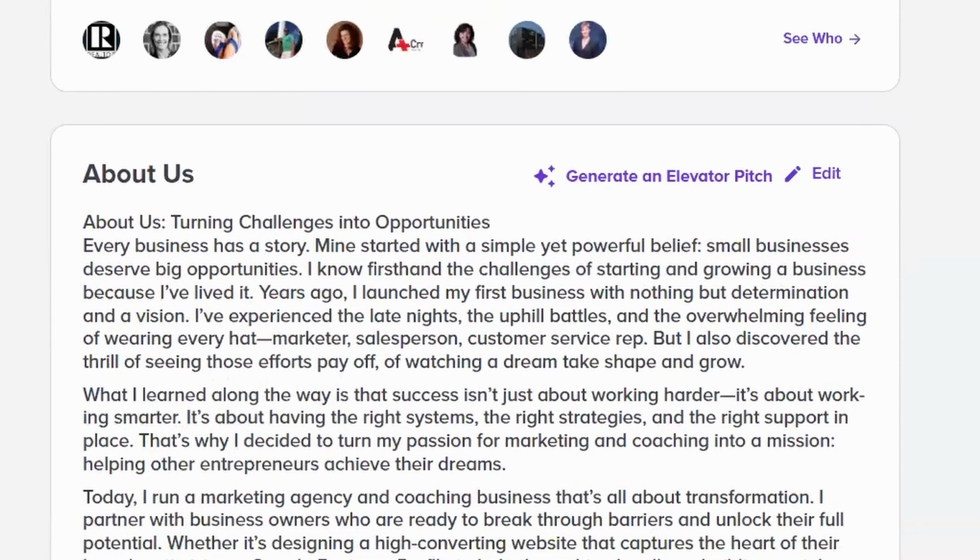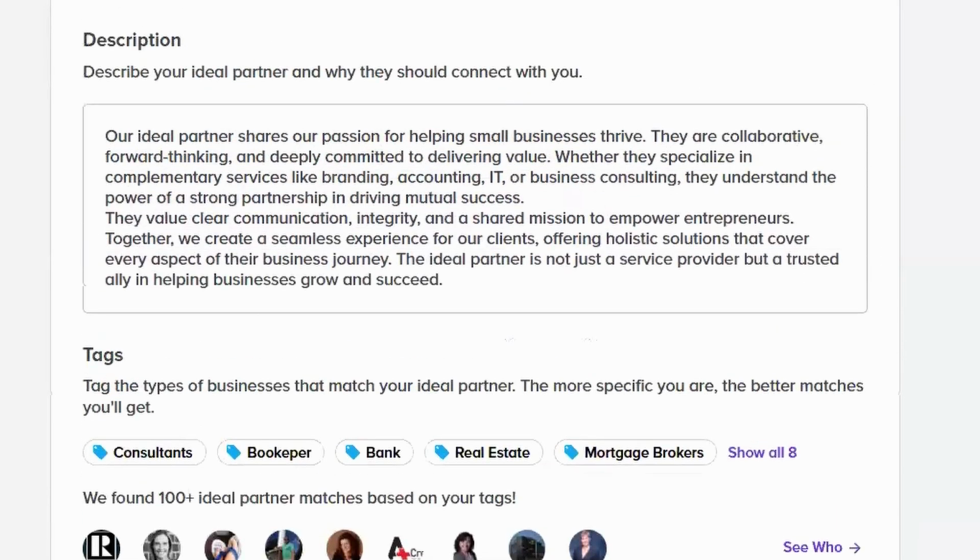Now, you went past tags. Go back. Let's make sure they stop there. Yep, over tags. So you'll see you have tags, and just read the instructions. It tells you what to put in there, so make sure you put that in. Detect the type of business that matches your ideal partner. The more specific you are, the better matches you get.